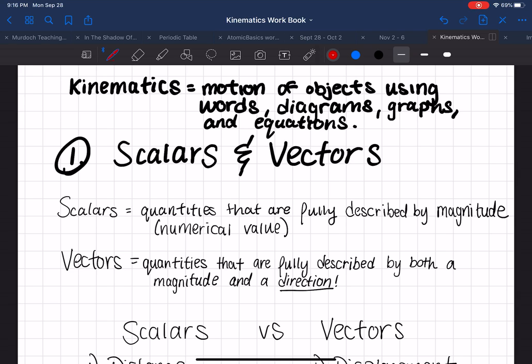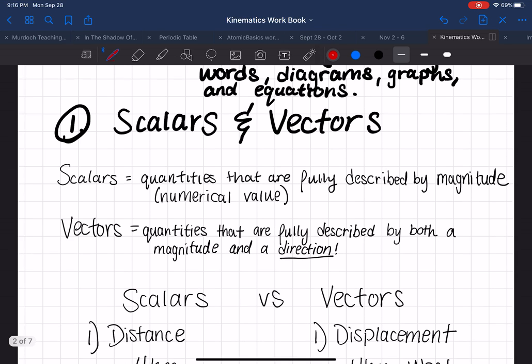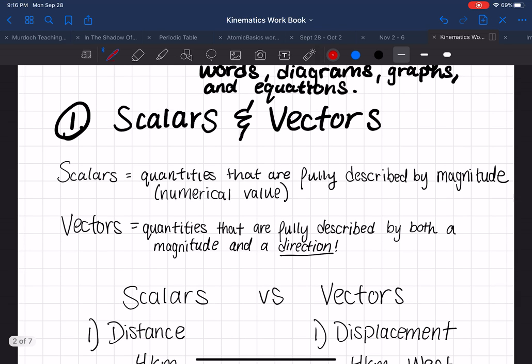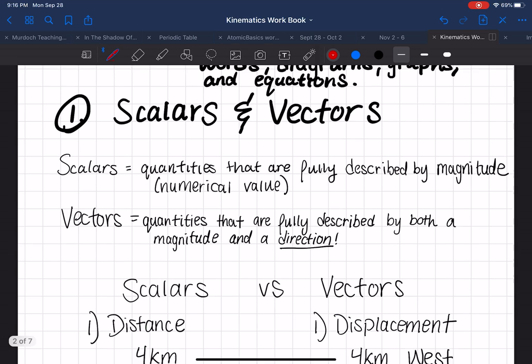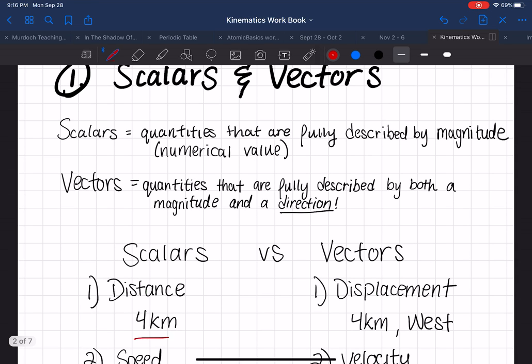So let's start with scalars and vectors. The first one that we're going to talk about is distance and displacement. I will also be uploading a pre-recorded lecture on distance and displacement and going over 3 example questions that you can use and watch when you go solve your own practice problems. So distance, again, is just a numerical value. We have 4 km here, and again, it's just a number, a total amount. Displacement is a number plus a direction.